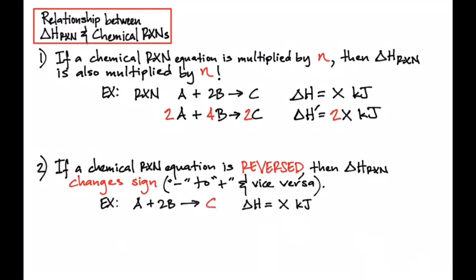Here's an example. A plus 2B turning into chemical C, and this generates X kilojoules. If we reverse this reaction, right now we have C decomposing into A and B, then all you have to do is turn the positive X into negative X. So negative X kilojoules.